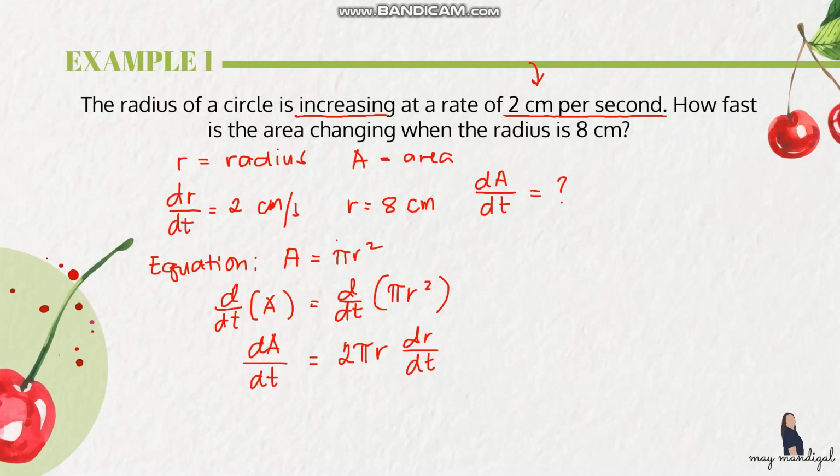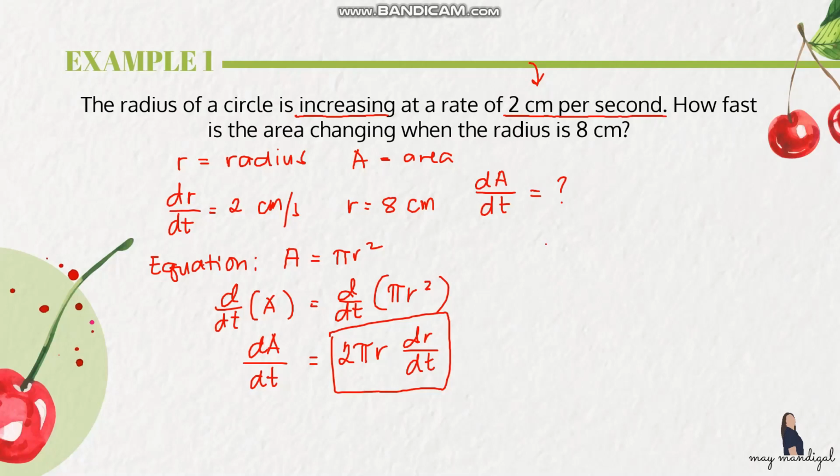Next, again, what we want to do is to solve for the dA over dt. And looking at this one, after getting the derivatives, we already have the dA over dt, and that is equal to 2 pi r dr over dt. Now, to get the value of dA over dt, we have to solve for this one. Okay? So how are we going to solve for this? So we have 2, we have pi, we have r, which is 8, so we can just simply substitute it. We have the dr over dt, which is 2.